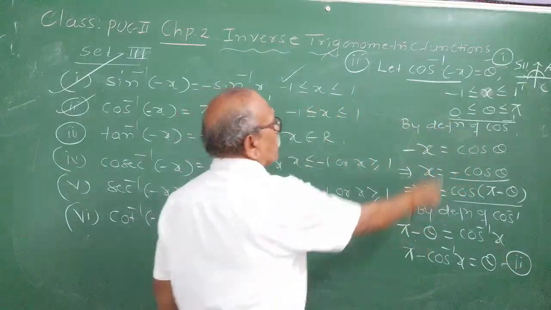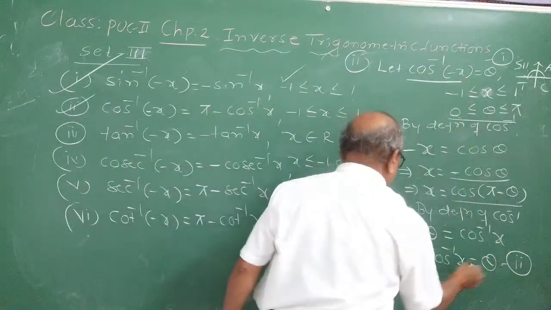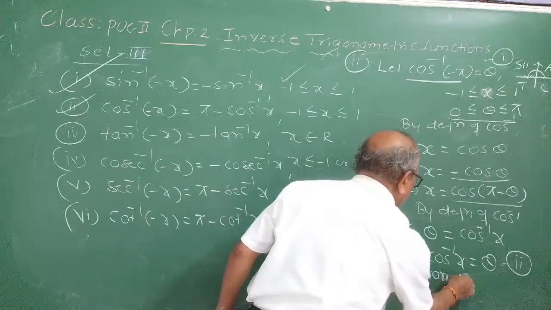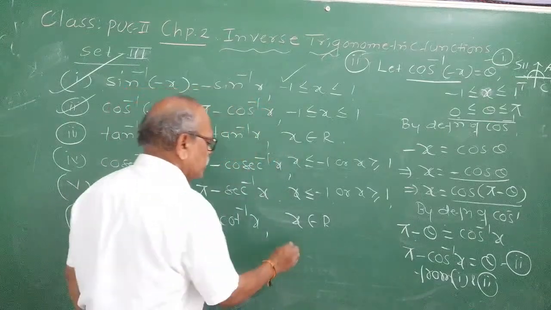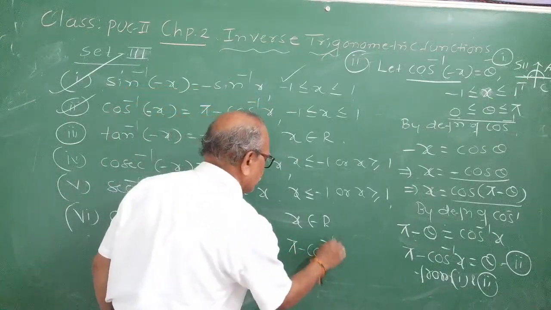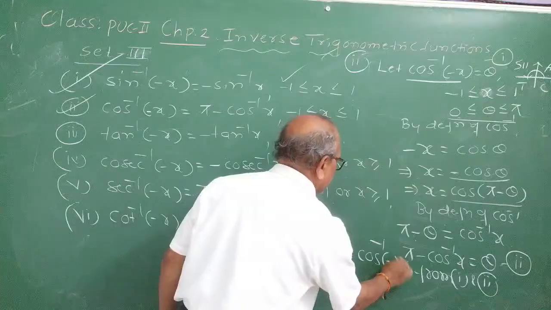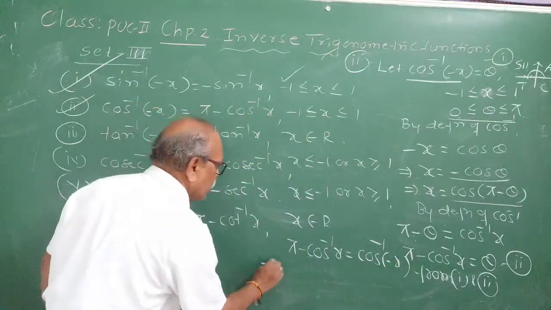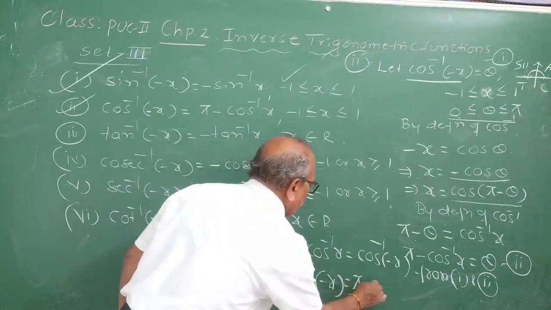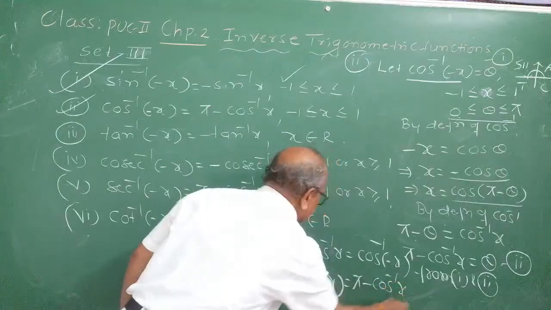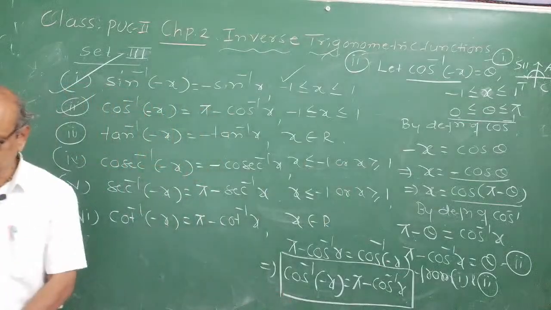Observe. From 1 and 2, what is theta? You will get pi minus cos inverse x is equal to theta, which is cos inverse minus x. Look at the changes. Therefore, you can write it as cos inverse minus x is equal to pi minus cos inverse x. I hope you understood, my dear students. Okay.